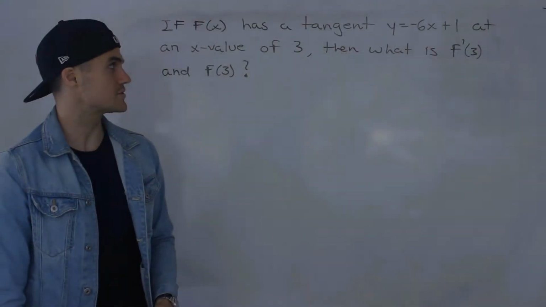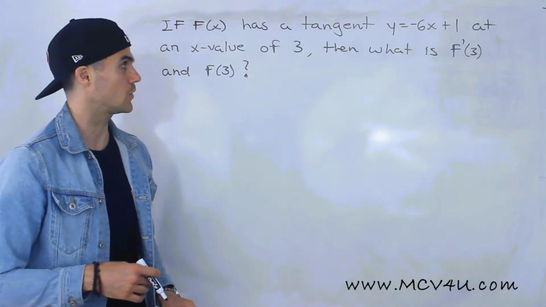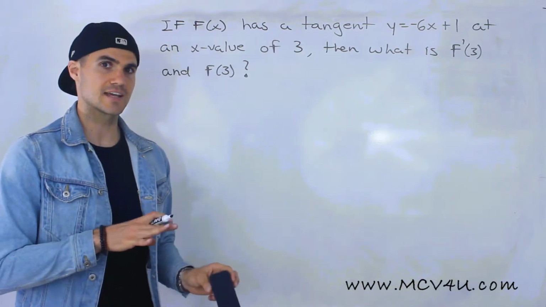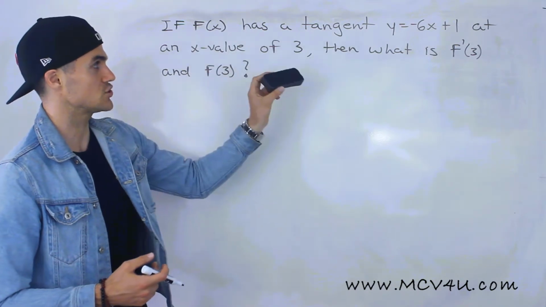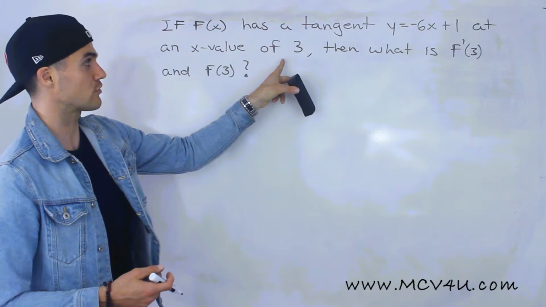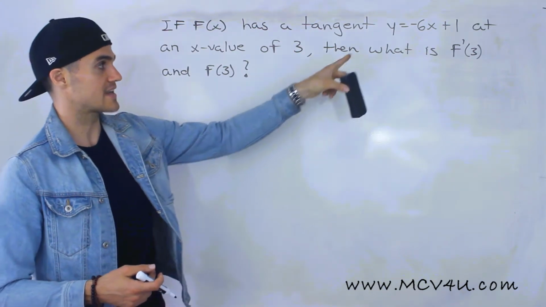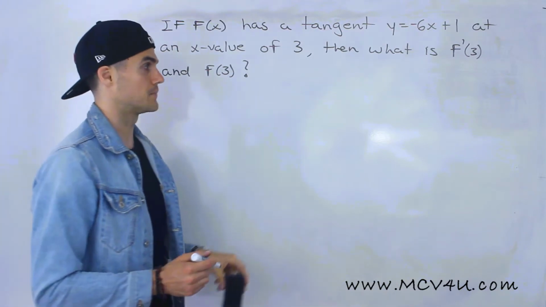Patrick here. Moving on to the next question dealing with derivatives. This is a cool question. It's kind of going to test your understanding of the fundamentals. So if f of x has a tangent y equals negative 6x plus 1 at an x value of 3, then what is f prime of 3 and then f of 3?